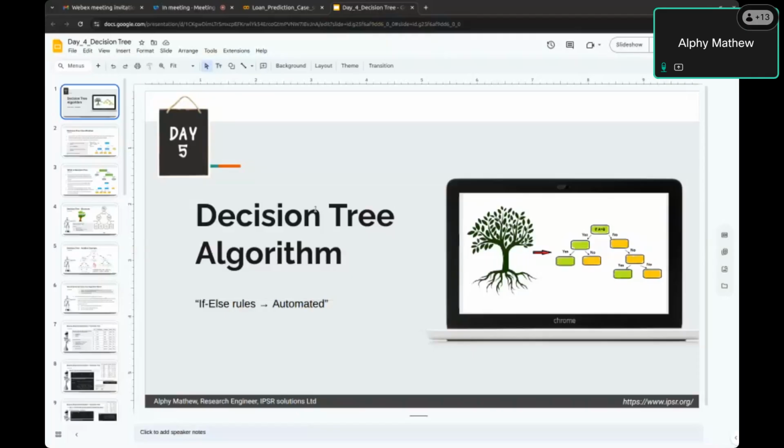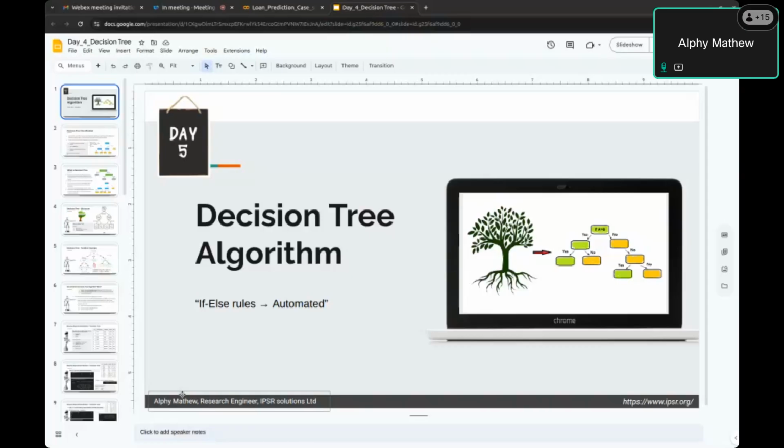Today we move into one of the beginner-friendly machine learning algorithms, our next algorithm, the decision tree. A decision tree is nothing but a machine that learns using if-else rules automatically. It's just like if-else rules, the same kind of rules we naturally use in daily life. For example, if it rains, then I will take an umbrella, or if it does not rain, then I will not take an umbrella. Like that, by framing if-else rules, we will be taking the decision.